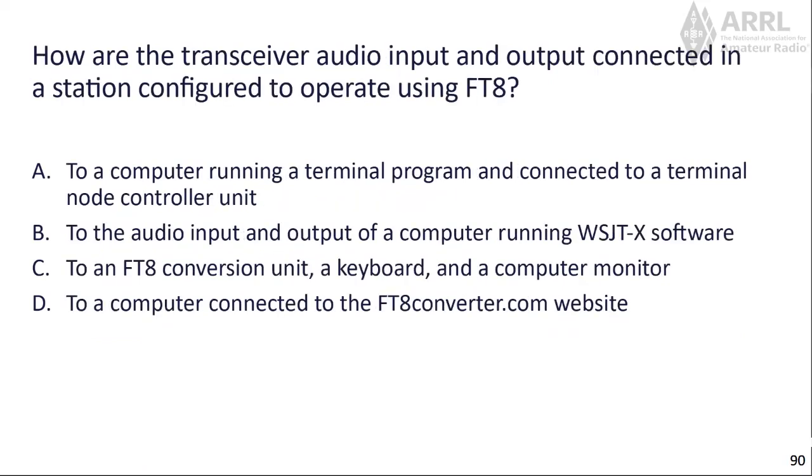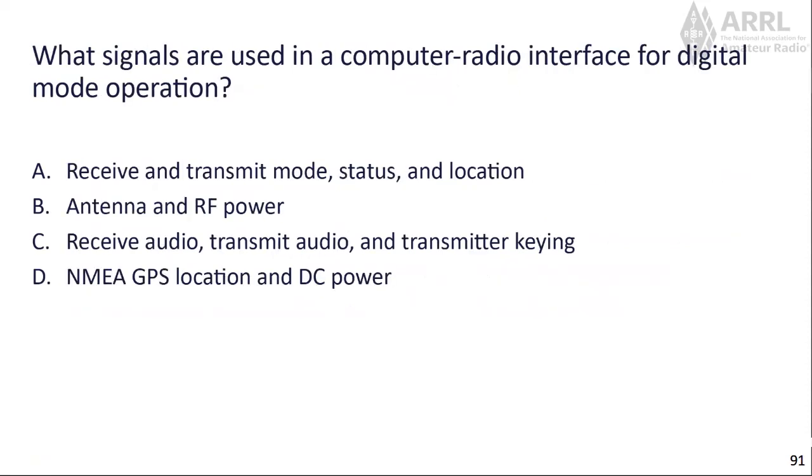Okay, how are the transceiver audio input and output connected in a station configured to operate using FT8? To the audio input and output of a computer running WSJTX software. My answer is that jumble of wires behind my radio. Okay, what signals are used in a computer radio interface for digital mode operation? Receive audio, transmit audio, and transmitter keying.